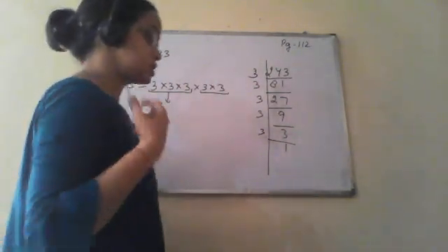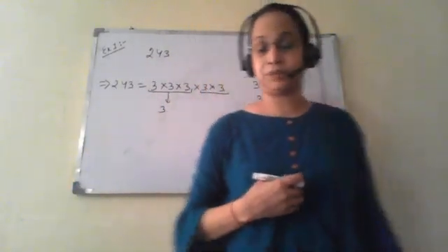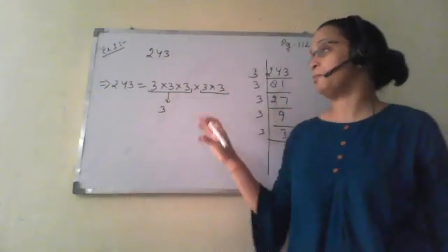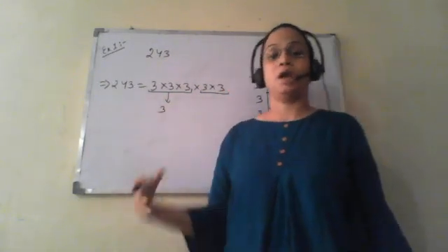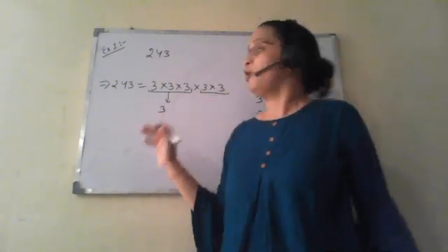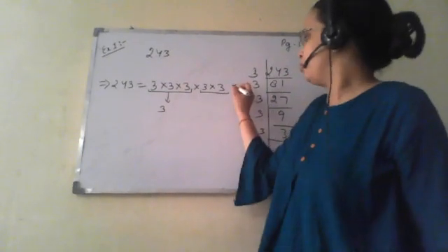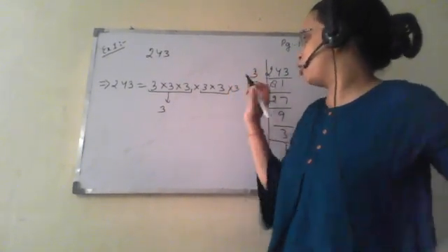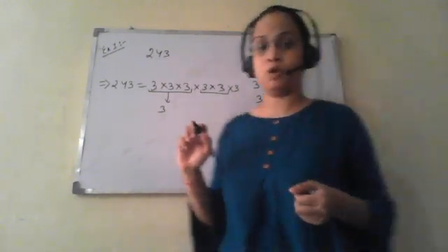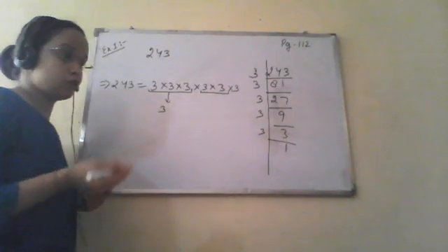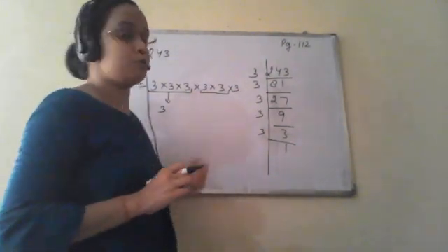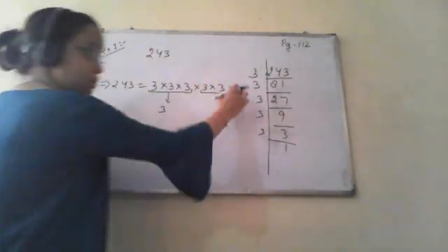Now the second type of question: you have to tell the smallest number which is to be multiplied to this 243 in order to make it a perfect cube. What is missing here? Only one 3 is missing. If we multiply by one more 3, this 243 will become a perfect cube. So if the question is asked, by which smallest number can 243 be multiplied to make it a perfect cube, the answer will be 3.